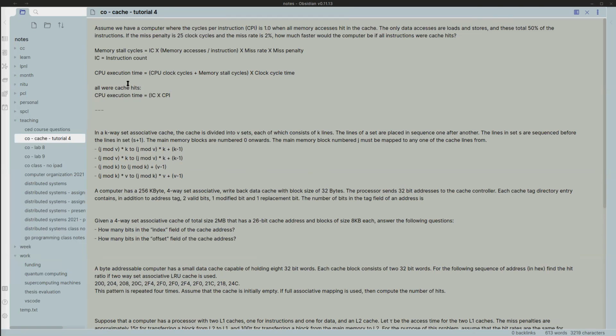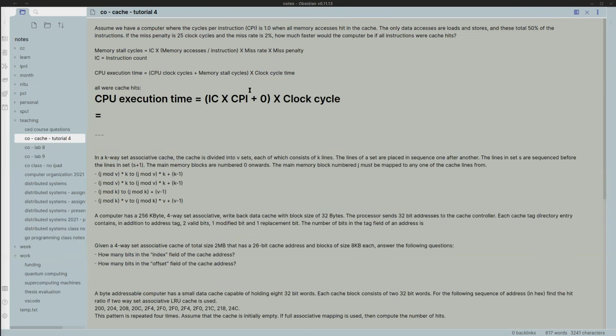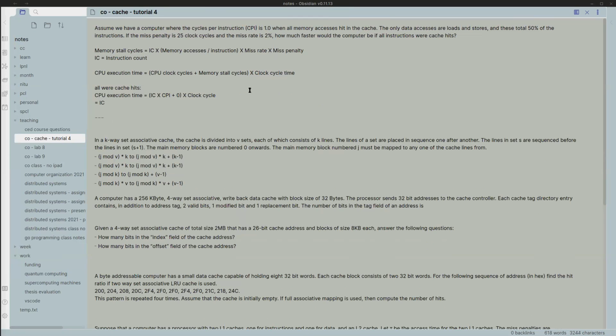Now how many clock cycles does it take? The instruction count into clock cycles per instruction, and the memory stall cycles are 0 because everything is a cache hit. We are taking it as one cycle, so there is no stall as such. So it's IC into CPI plus 0 into clock cycle time. And let's assume that the clock cycles per instruction is 1.0, which is already given. So this is IC into 1.0 into clock cycle time.